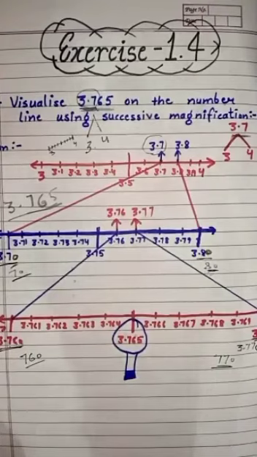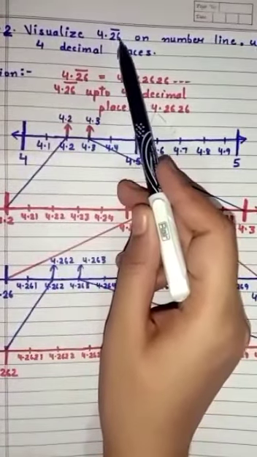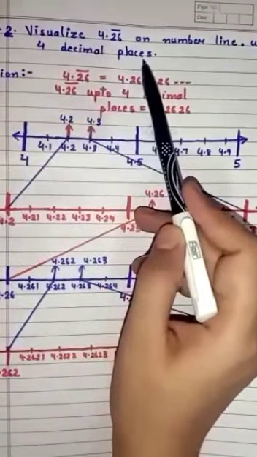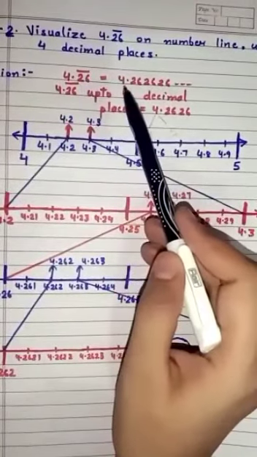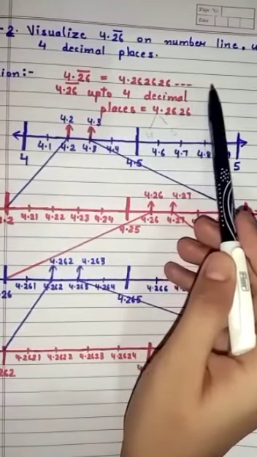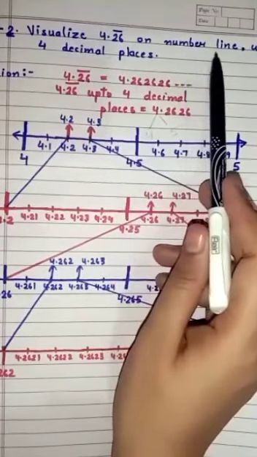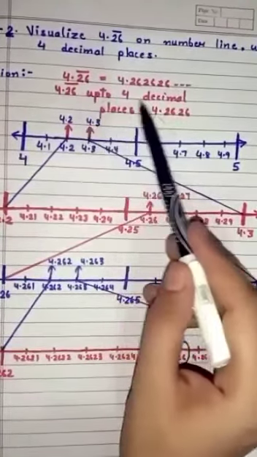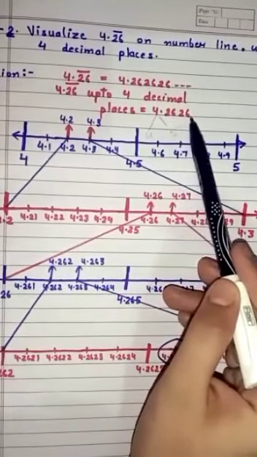Okay, clear. Our second question: visualize 4.26 with a bar over it, the recurring decimal, on the number line up to 4 decimal places. Children, the bar means it repeats itself, 26, so we write it like that: 4.262626 and goes on. It means we have to show that number on the number line till 4 decimal places. So you first write it up to 4 decimal places, so it would be 4.2626.